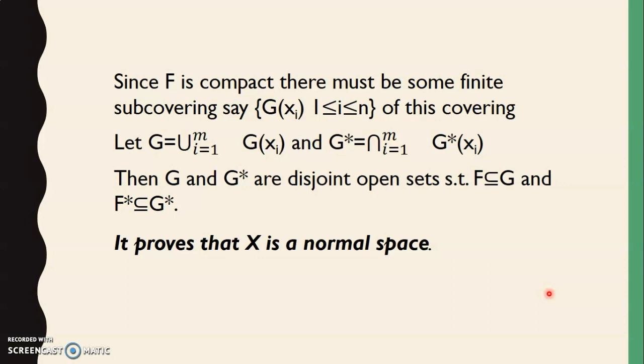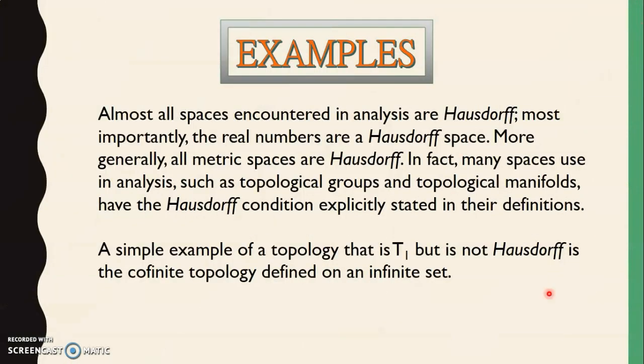Then G and G star are disjoint open sets such that F is a subset of G and F star is a subset of G star. It proves that X is a normal space. That's all I have to say about the theorems and their proofs. Now I would like to move on to the examples related to the theorem.